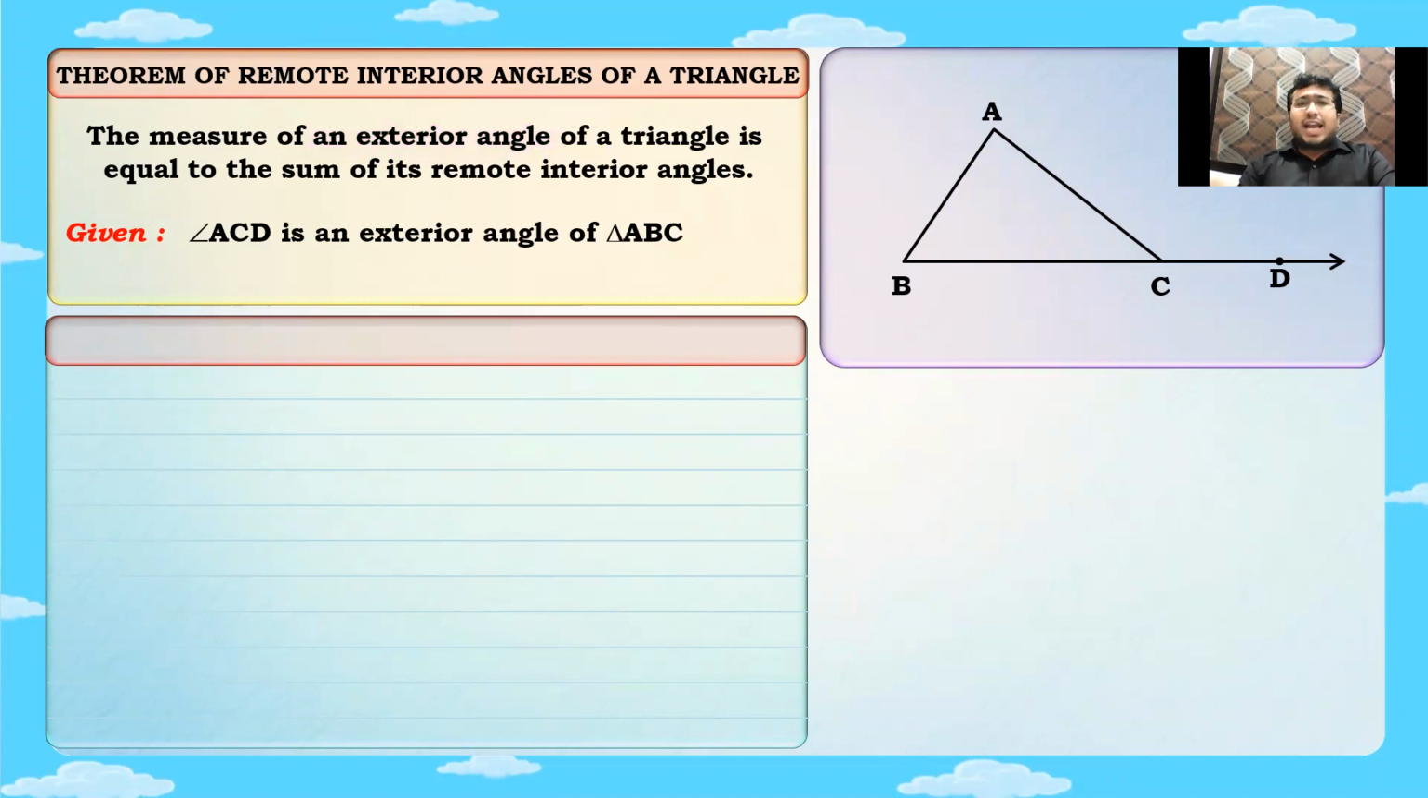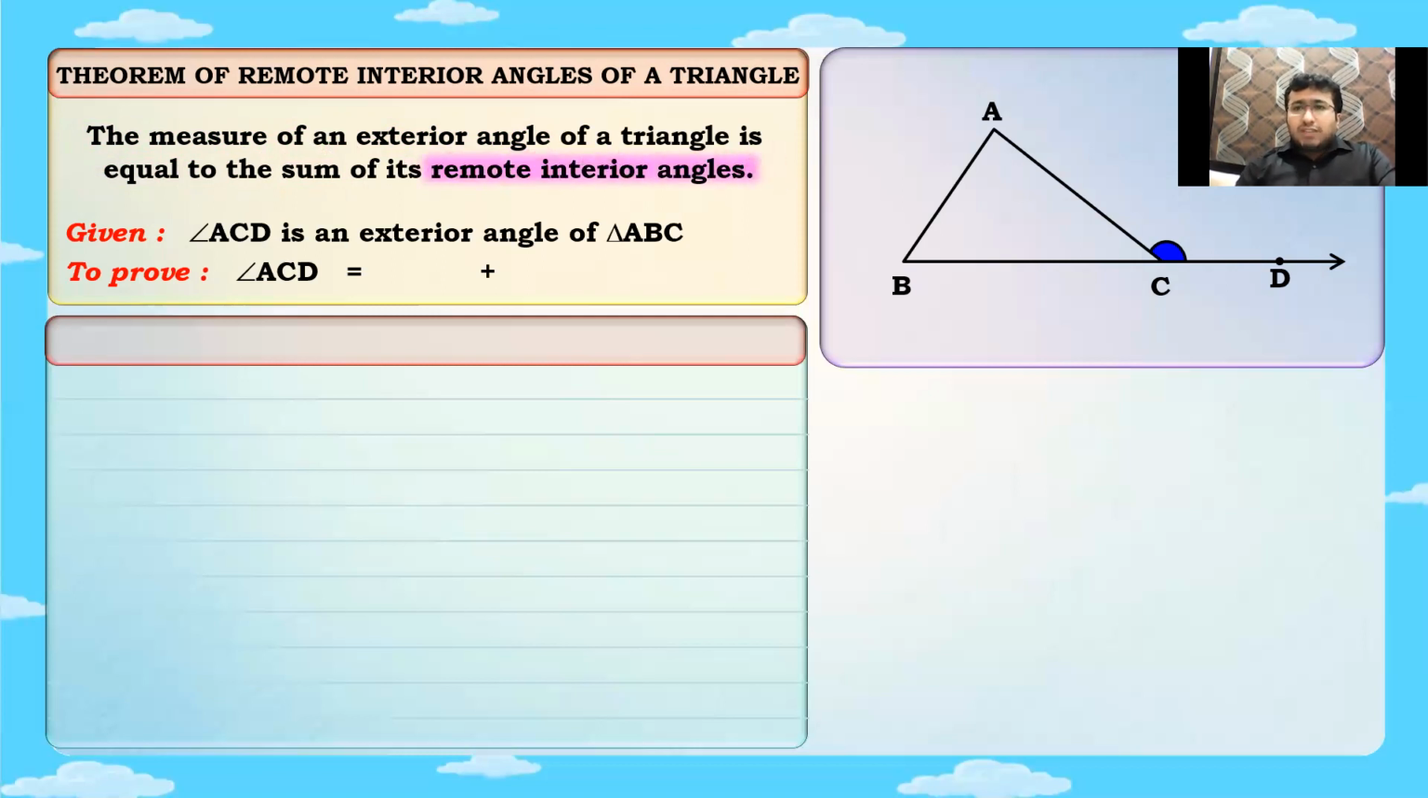And students, I have to prove the measure of an exterior angle. Tell me students, what is the name of the exterior angle? Yes, it is ACD. So measure of an exterior angle ACD is equal to the sum of, sum means plus, of its remote interior angles.